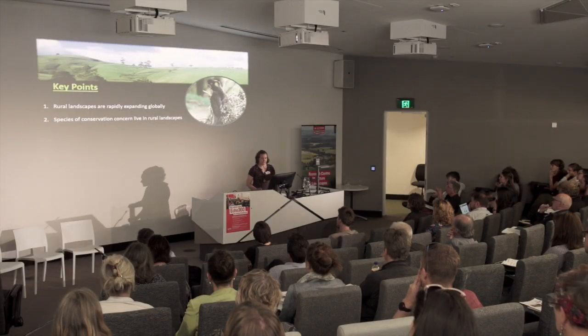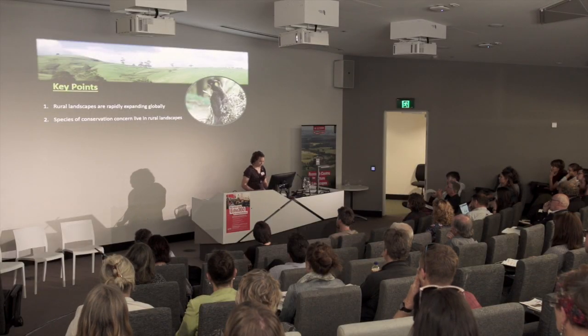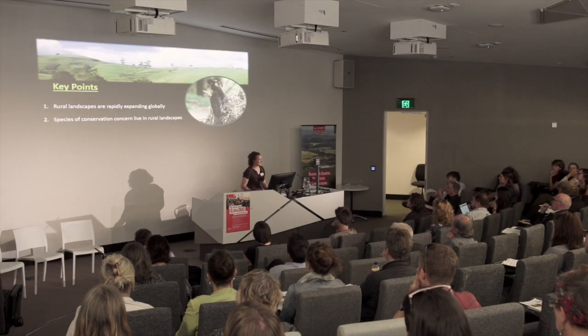It's therefore important to understand the distribution patterns of native species in rural landscapes at both the community and the individual species level, as well as determine which species of conservation concern can remain in these changing areas over time.